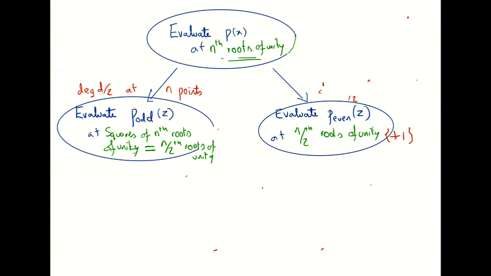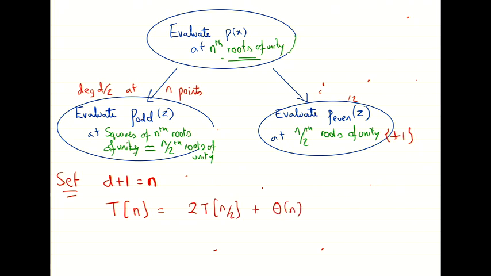So this is essentially the FFT algorithm now, because now let me just set d plus 1 equal to n. Just for simplicity, you could also do this analysis with different degree and n, but let's just work with the simpler setup. d plus 1 is equal to n. Then what does the recurrence tell you? It tells you that T of n is 2 T of n over 2 plus order n.